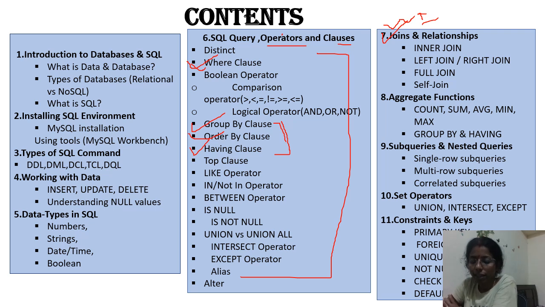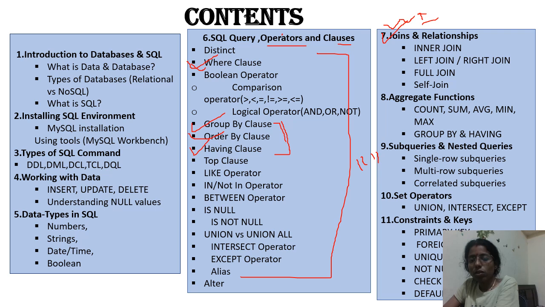As I mentioned, aggregate functions will be of 5 types: sum, average, mean, max, and then count. Then your subqueries. Subqueries means query within query, and nested queries. They will come as single-row subqueries, multi-row subqueries, and correlated subqueries.